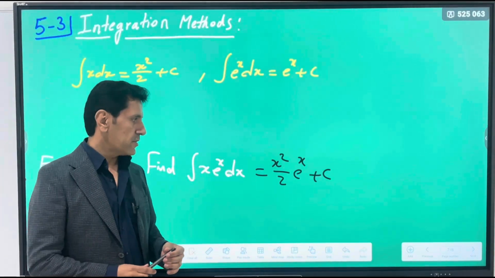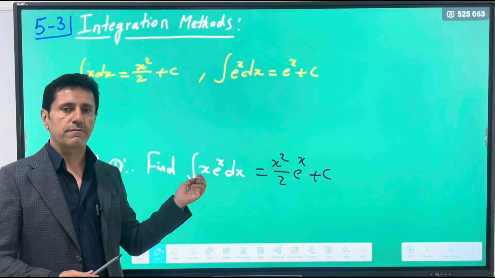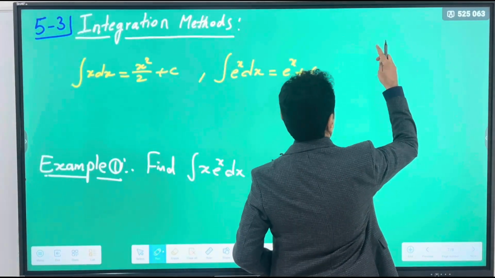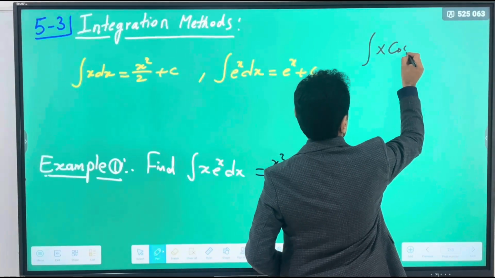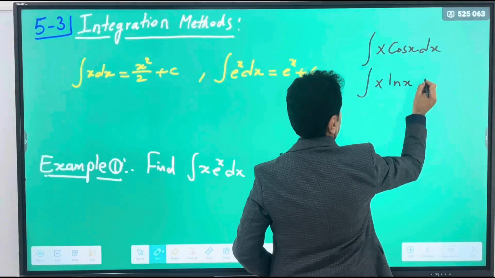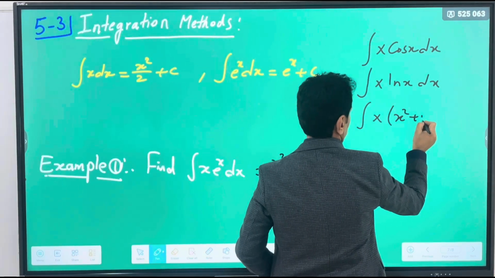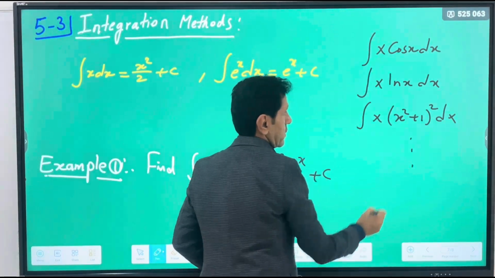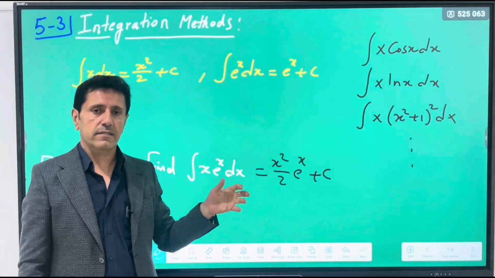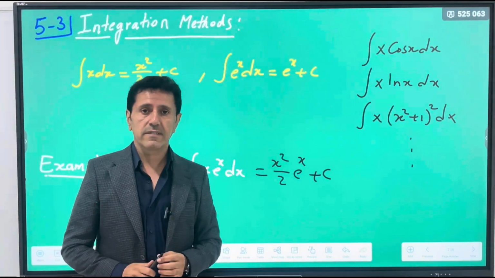Because we know that differentiation is an inverse operation for integration, or integration is an inverse operation for differentiation. That's why it's not correct. Also, we have many cases like the integral of x cosine x dx, the integral of x ln x dx, or the integral of x times (x squared plus 1) squared dx, and so on. So taking the integration for these functions is not always an easy task compared to the calculation of differentiation. But we have several methods that deal with these cases.